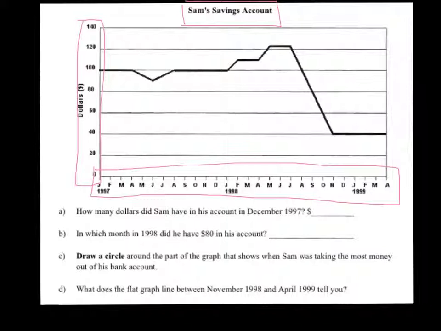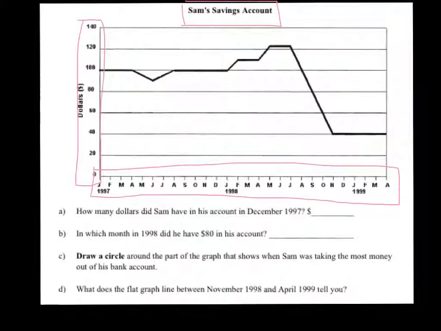So up here I know that I'm talking about dollars, and you'll see that it's going up in amounts of 20 as we go along here. While along here I can see this is 1997, J F M A. I can quickly infer that these are the months of the year, right through to 1998 to 1999. So it's about a 2-year period that we're seeing here of Sam's savings.